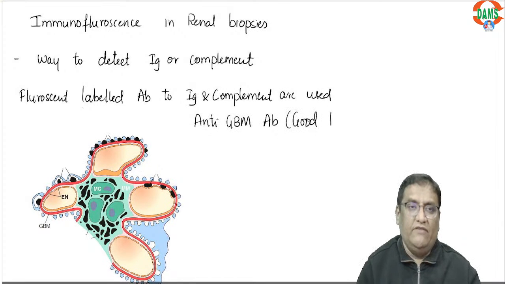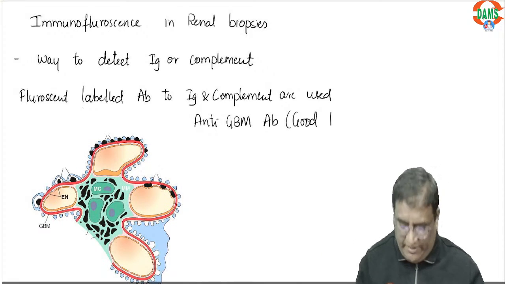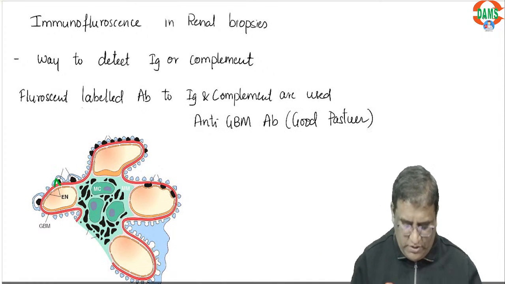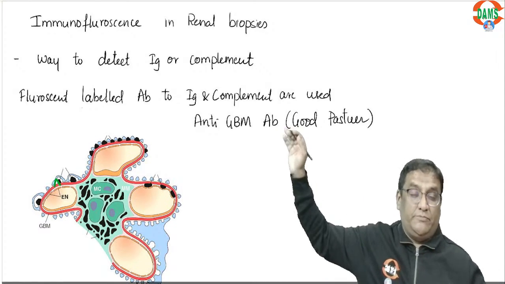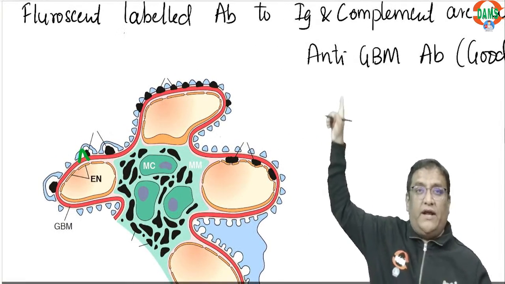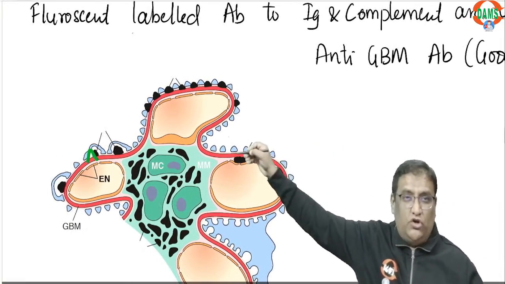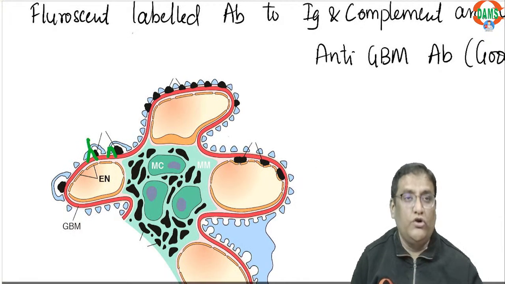So let me take an anti-GBM antibody disease. Tell me now, what is anti-GBM antibody disease? We said Goodpasture syndrome. Now tell me, in Goodpasture syndrome, what will be happening? Let me try to explain the pathology of Goodpasture syndrome, and then we'll understand IF also. There are antibodies against the basement membrane. So look, this red is your basement membrane. So antibodies would have bound to what?